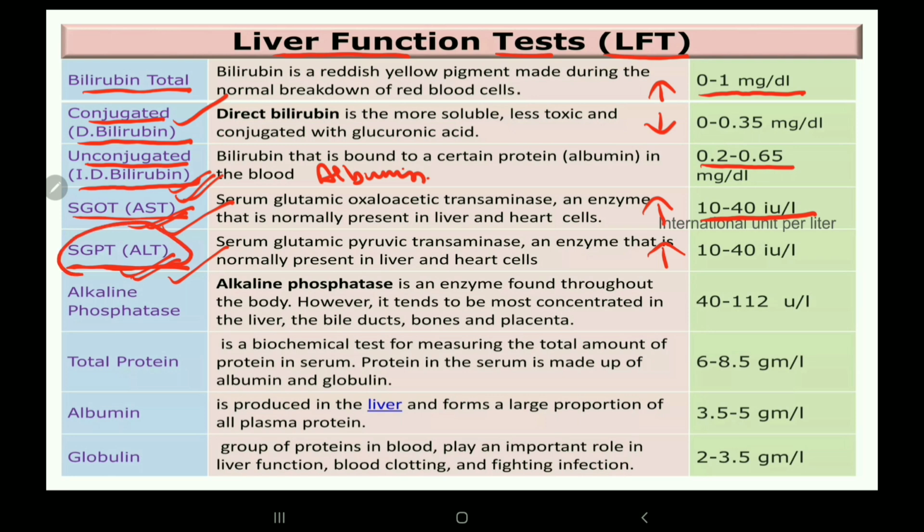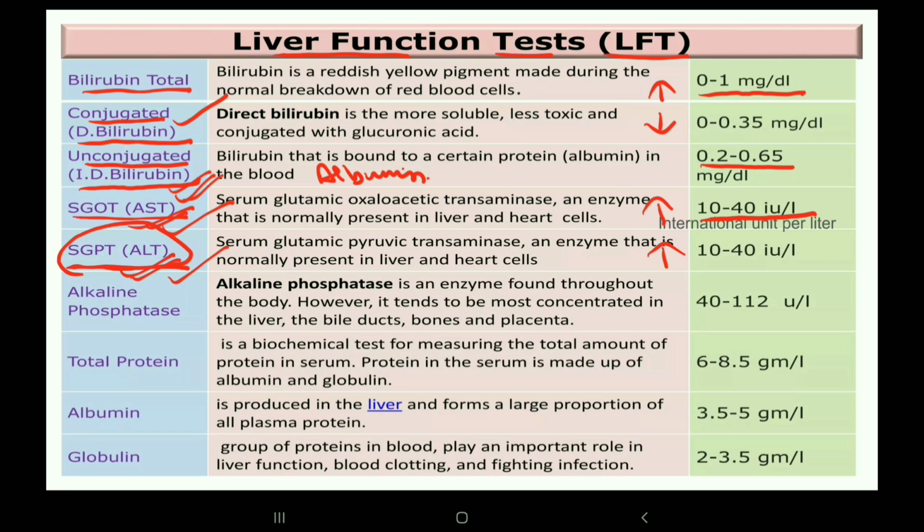So, SGOT levels rise during liver complications, heart attacks, or muscle injuries. And SGPT levels rise only during liver diseases and damage to the tissues in the liver. Certain other conditions like alcohol consumption or certain medications like cholesterol lowering drugs can cause elevated levels of SGOT and SGPT. Even fatty liver can be one of the reasons for SGOT and SGPT levels to increase.